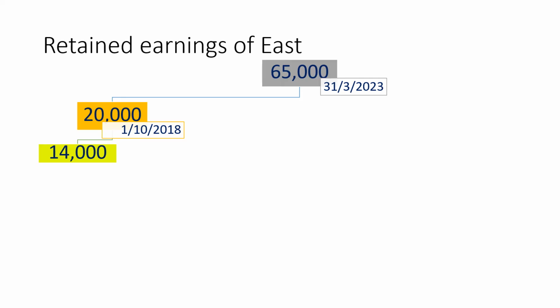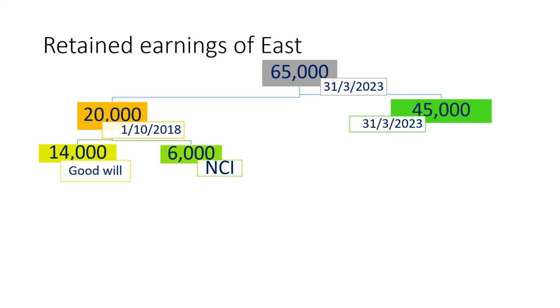Then, out of this 20,000, 14,000 goes to the goodwill calculation and the balance 6,000 belongs to the non-controlling interest. The balance of 45,000 is the post-acquisition reserves as at 31st March 2023. For this, which belongs to East PLC, we have to do all the adjustments but only relating to the East.